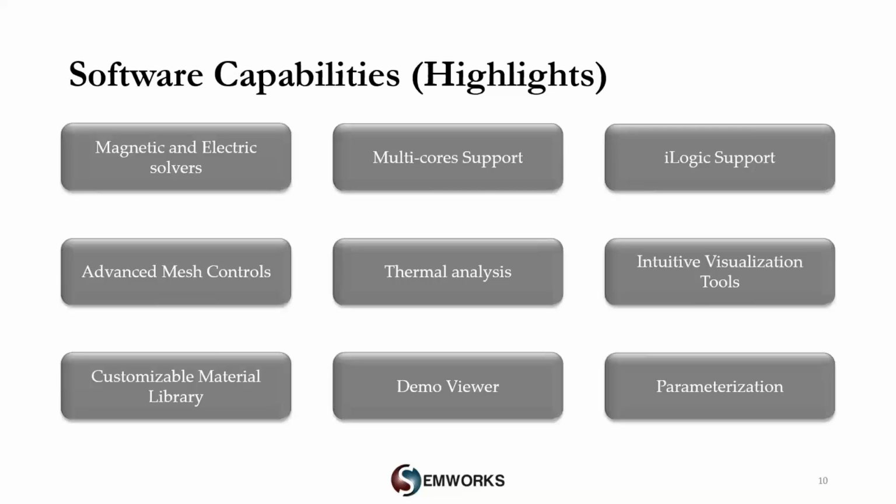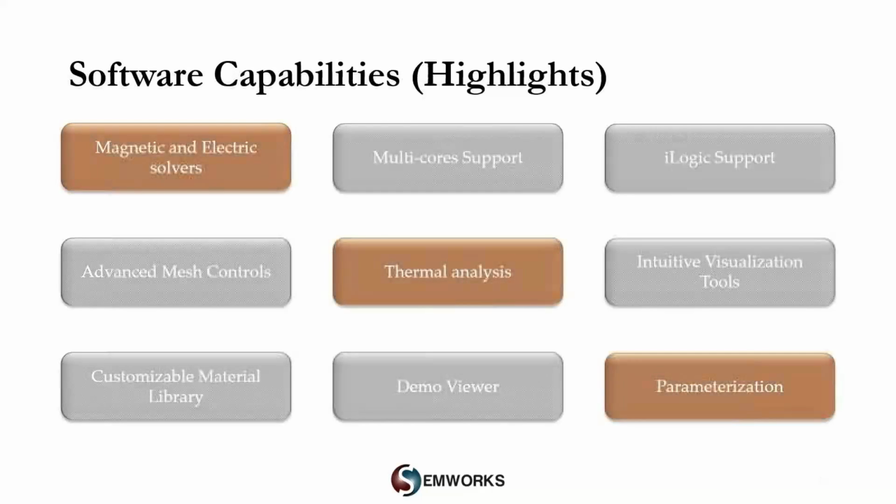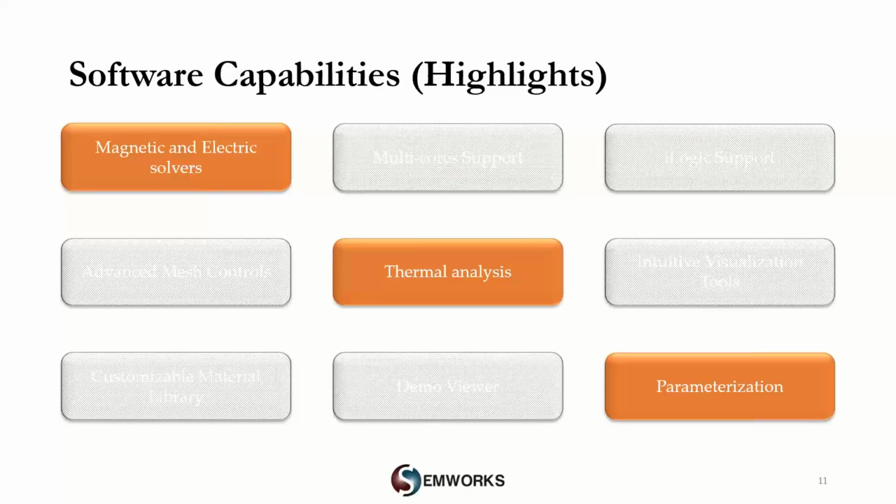This slide represents a small subset of capabilities available in EMS software. I will give a brief overview of 3 main capabilities. Number 1, magnetic and electric solvers. Magnetic solver can help a user to analyze magnetic fields, forces, eddy currents, and losses due to time harmonic currents. An electric solver allows you to analyze electric fields, conduction currents, safety factor, and breakdown voltages due to time varying or stationary electric fields.